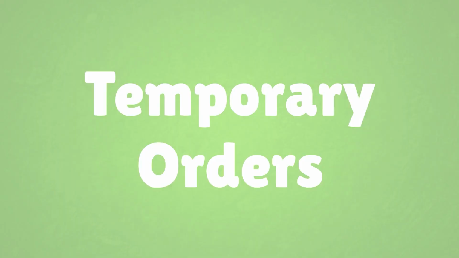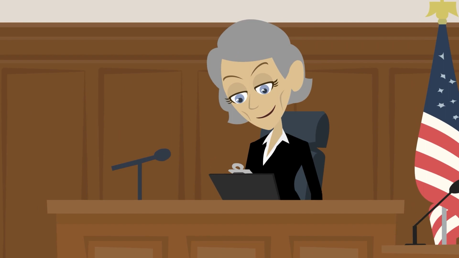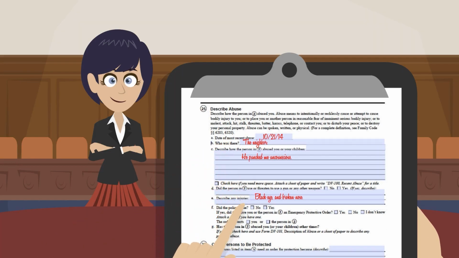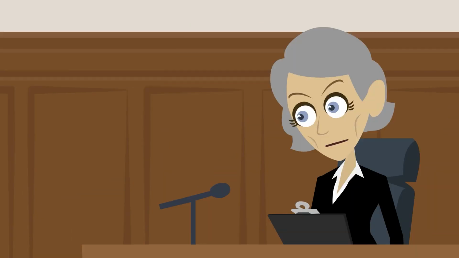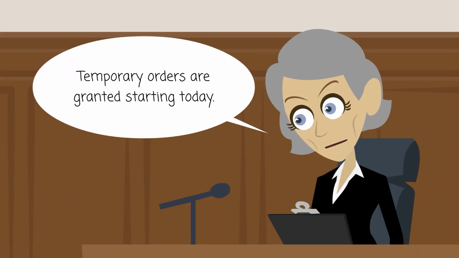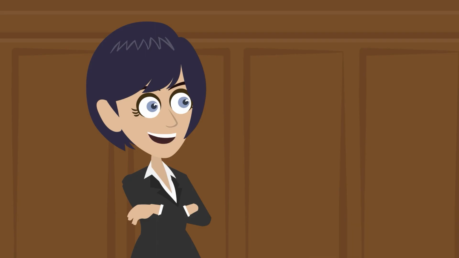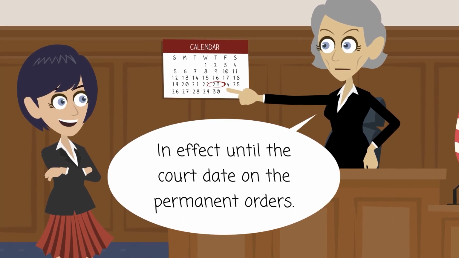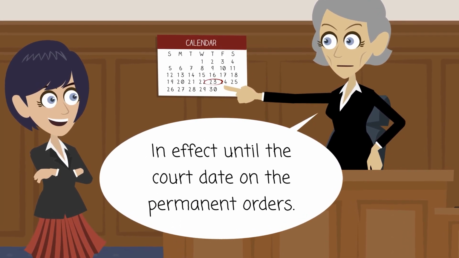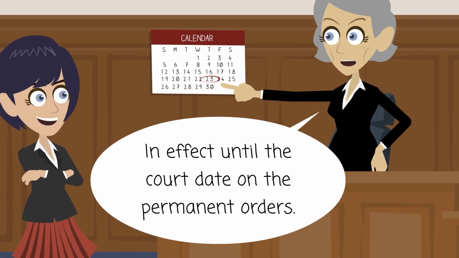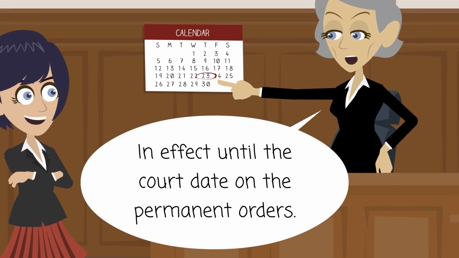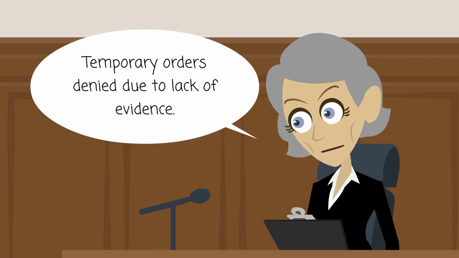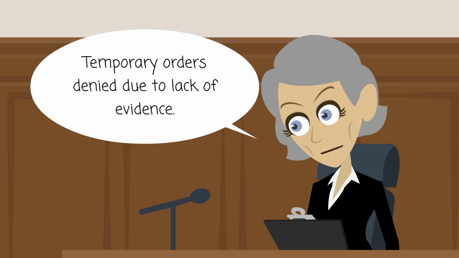Temporary orders. The family law judge will review the application for restraining and related orders requested by the plaintiff and decide whether or not to grant temporary orders that day or by the next business day. If the judge grants the temporary restraining orders requested, these temporary orders will only last and be in effect until the court date on the permanent orders. A judge may turn down the request for temporary orders because the plaintiff did not submit enough supporting evidence.